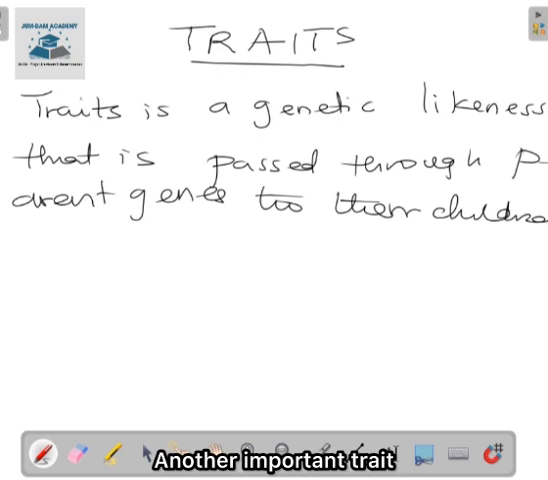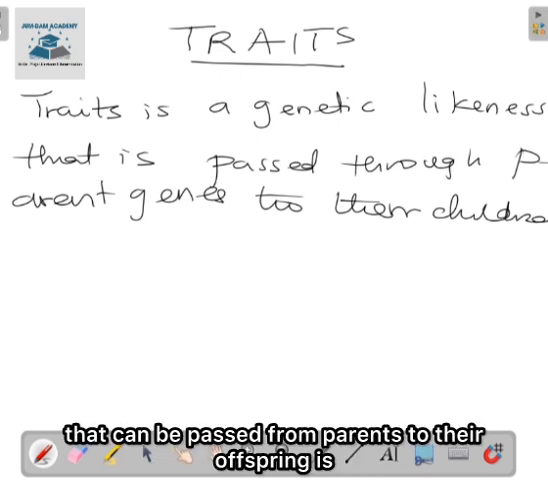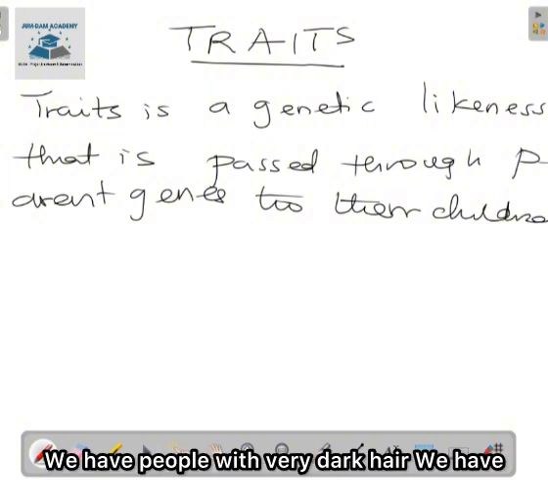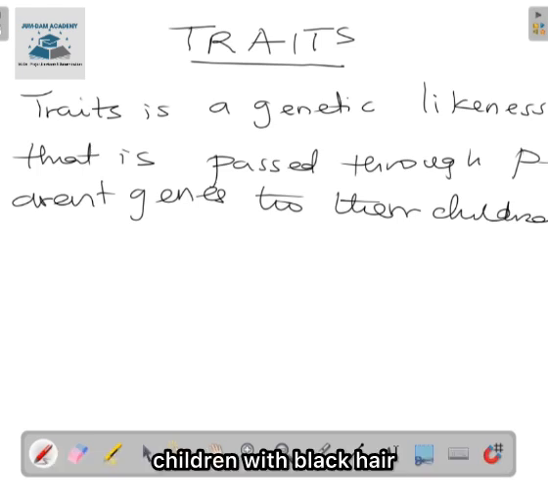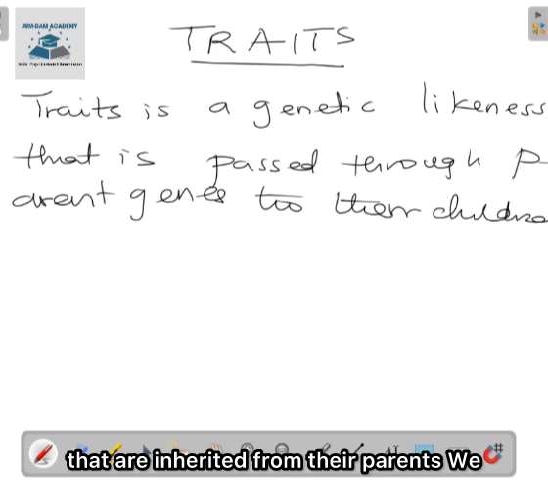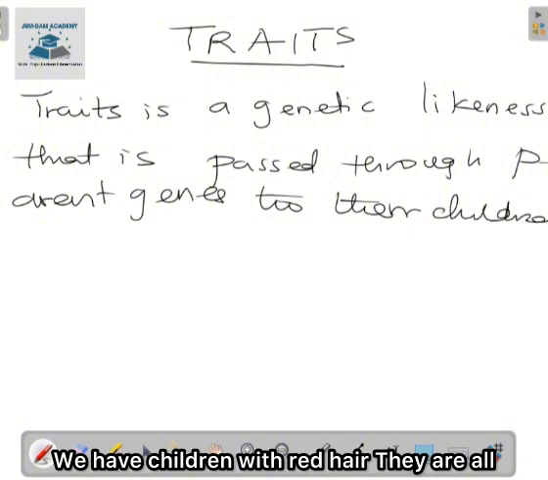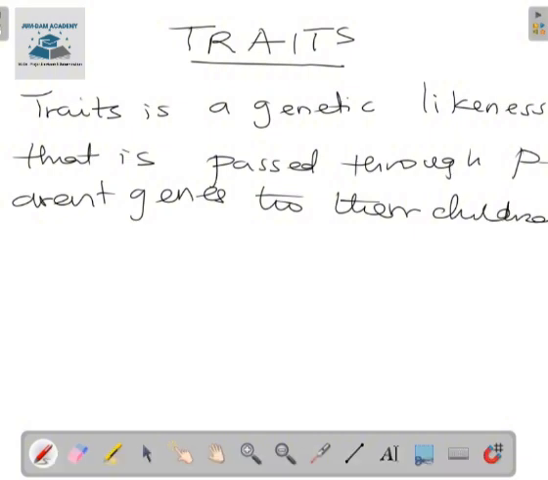Another important trait that can be passed from parents to their offspring is color of hair. We have people with very dark hair. We have children with black hair that is inherited from their parents. We also have children with straight and long hair. We have children with red hair. They are all inherited from their parents. That is what we call traits.